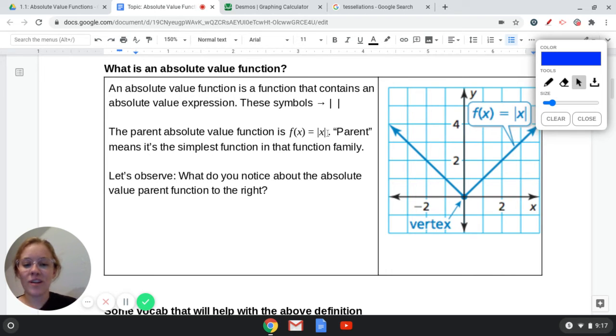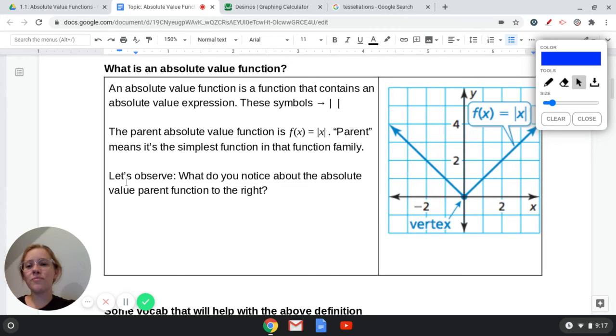Absolute value of x. That means you're not adding anything to it, you're not multiplying anything to it, it's just in its simplest form. Parent means the simplest function in that function family. And a function family is all functions that look the same. So like all of the v functions are going to be absolute value functions, whether they look like this, or shifted up, or shifted over. They're all part of the absolute value function family.